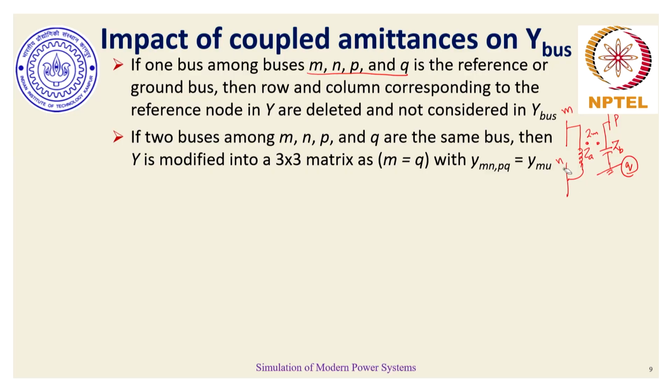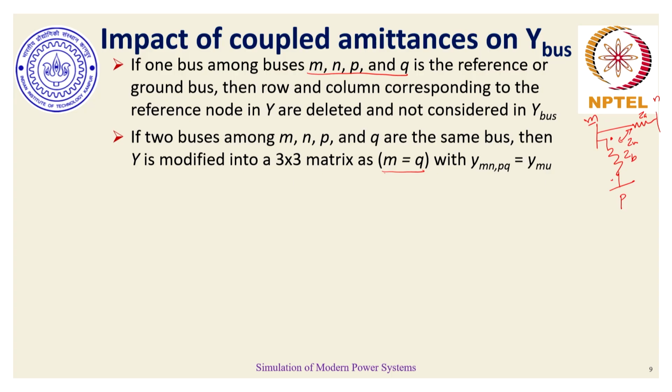It may also happen that among these 4 buses, 2 or 3 of the buses are common. So let's say if M is same as Q, which is the more likely case, that there is a bus M from which 2 lines are propagating and connecting bus N and connecting bus P, and these 2 impedances ZB, ZA are mutually coupled through impedance Zm. So in this case, M becomes same as Q. Then what is to be done? How do you do it?